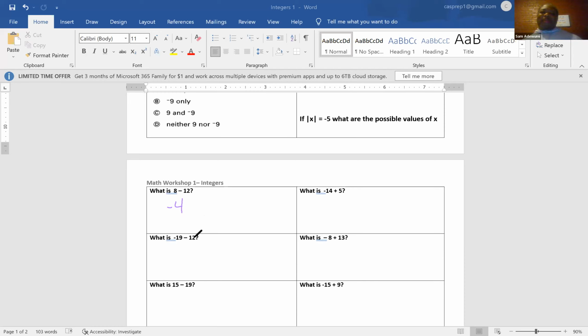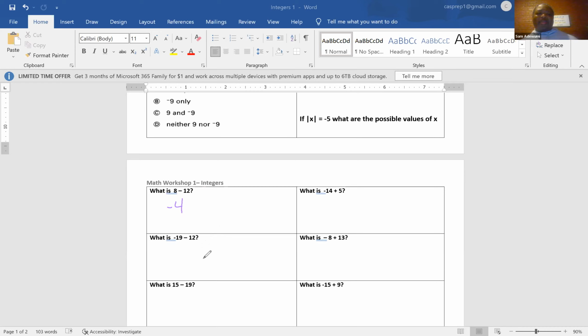Miss Amber, negative 19 minus 12. Negative 19 minus 12 is negative 7. No, I'm sorry. Negative 5. Negative 19 minus 12. Sorry, I meant negative 7.